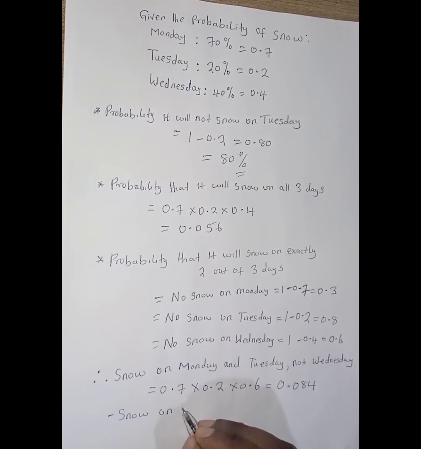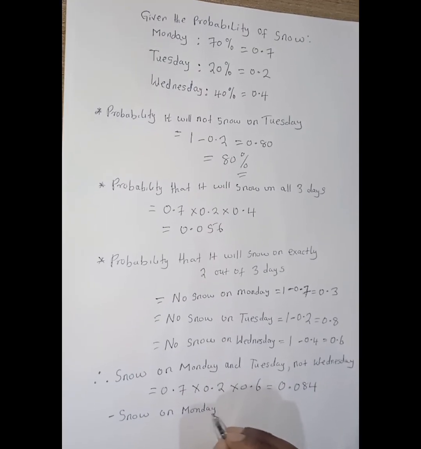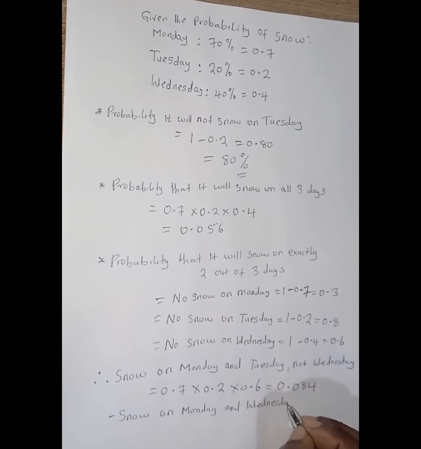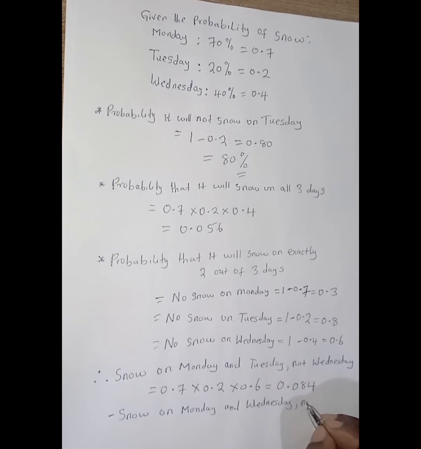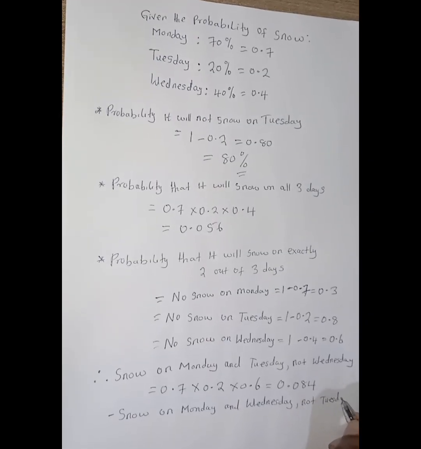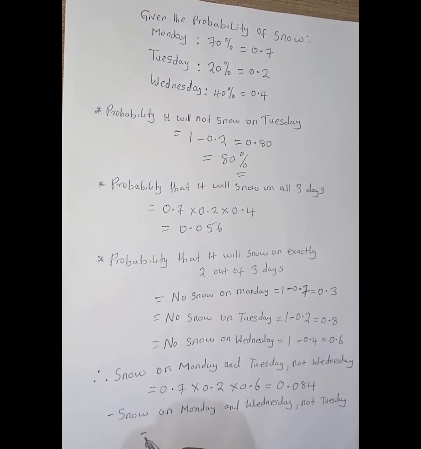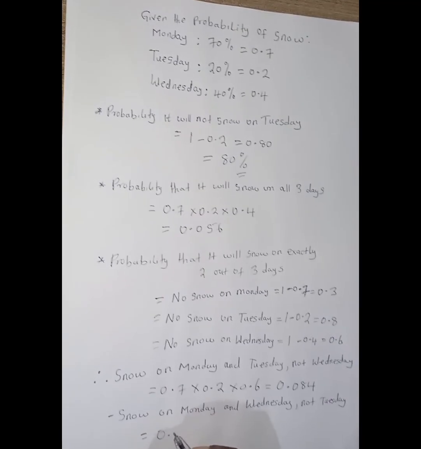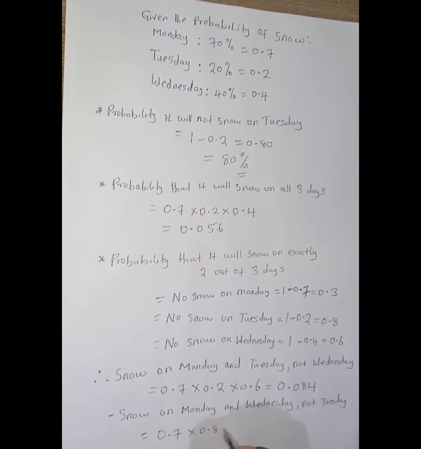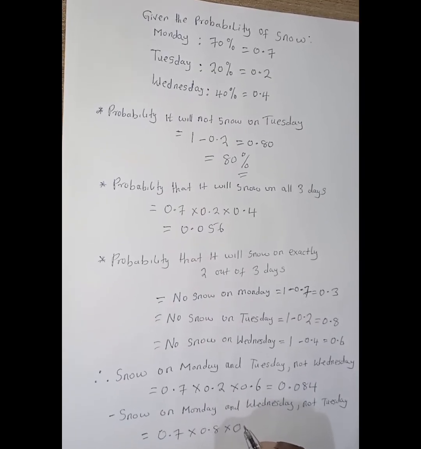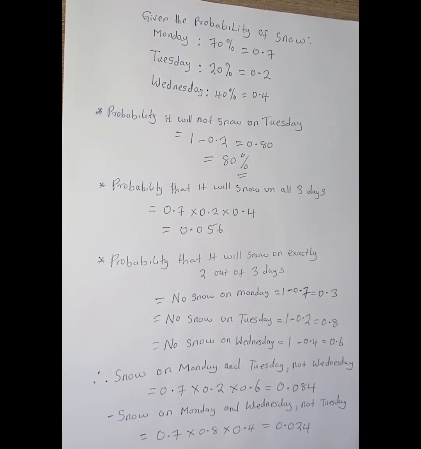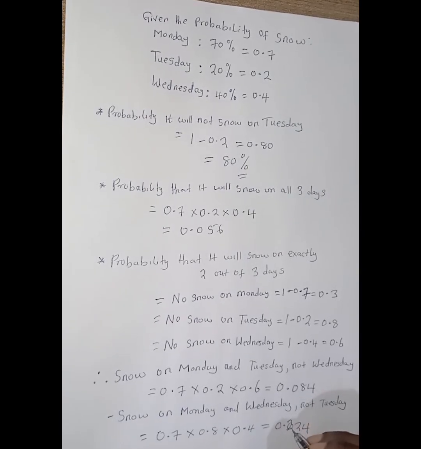Now, the next scenario is the probability that it will snow on Monday and Wednesday and not snow on Tuesday. Which is going to give us the probability that it will snow on Monday times the probability that it will snow on Wednesday times the probability that it will not snow on Tuesday, right? 0.7 times 0.8 times 0.4, which is equal to 0.224.